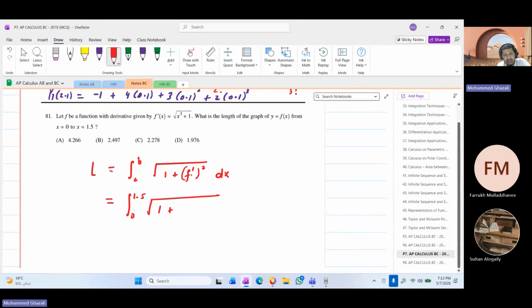1 plus, what's f prime? f prime of x is already given. That's nice. And we're squaring this. So great. That's just x cubed plus 1, dx. So it's like x cubed plus 2. It's fine. Just type it out. 2 plus x cubed. Give it the answer. You should get the exact answer here as well. Quickly.